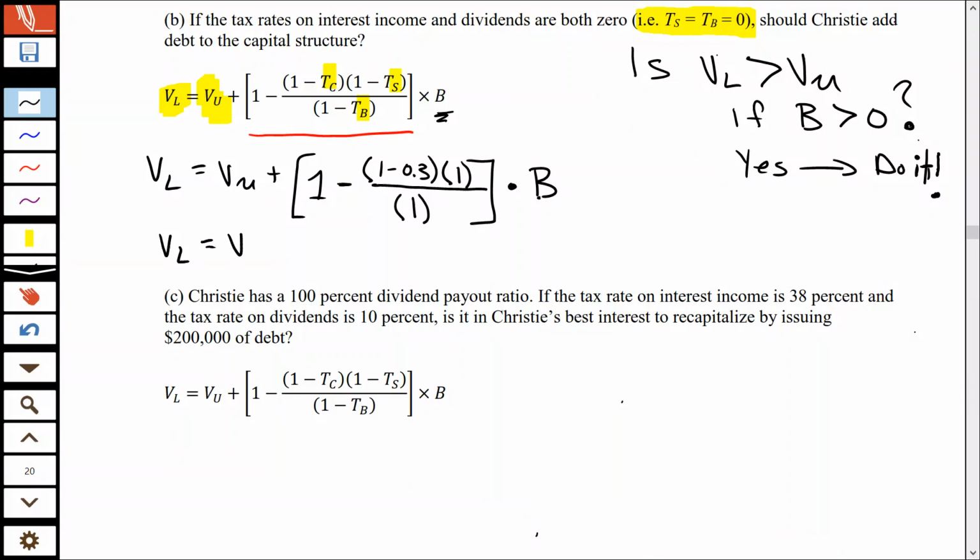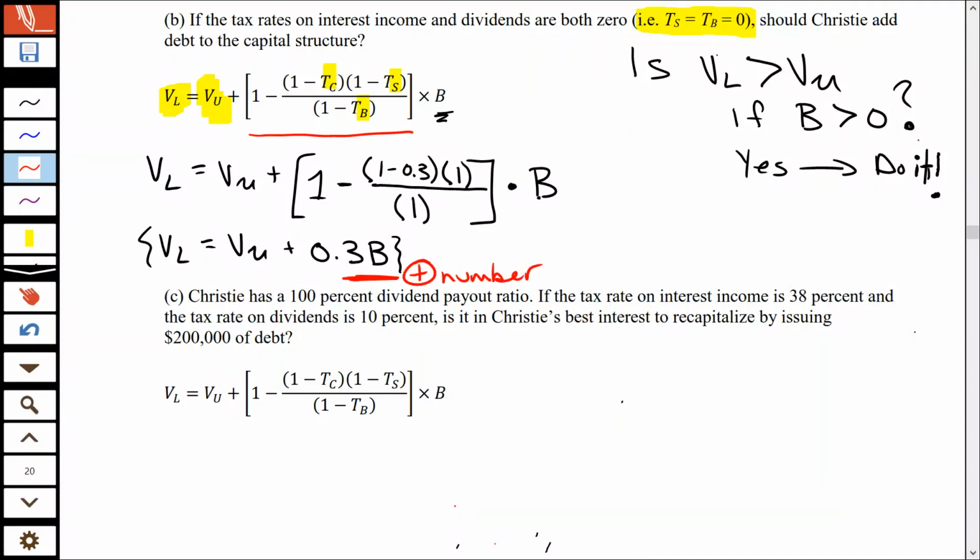We just do a little bit of simple math, and we'll find that VL is equal to VU plus 0.3 times B. Now, we know that B has to be positive, because if we add debt to the capital structure, we're taking B, which was equal to 0 when there was no debt, and we're making it some positive number. Could be $1,000, could be $50,000, whatever the number is, doesn't really matter. What's important is that we know that this value of B right here has to be a positive number.